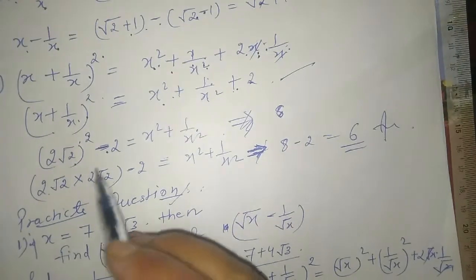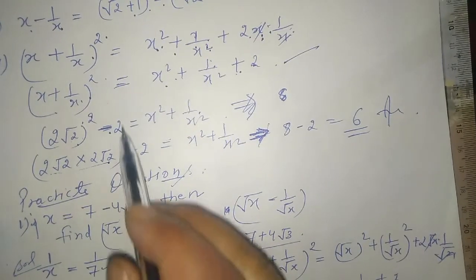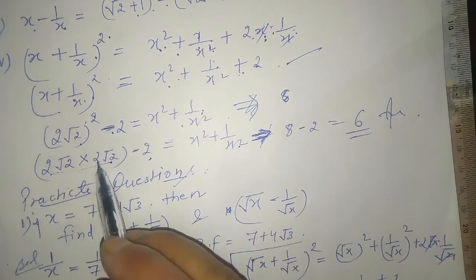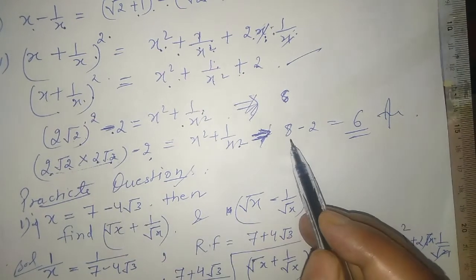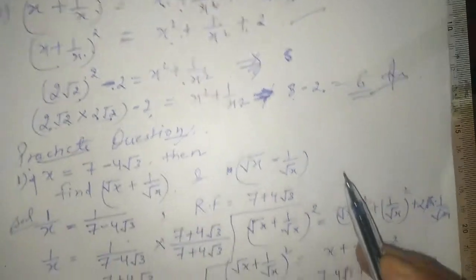Now here, this is (2√2) whole square, minus 2, which gives x² + 1/x². This 2 squared becomes 4, and √2 squared is 2, so 4 times 2 is 8, minus 2, that is 6. So all are related to each other.